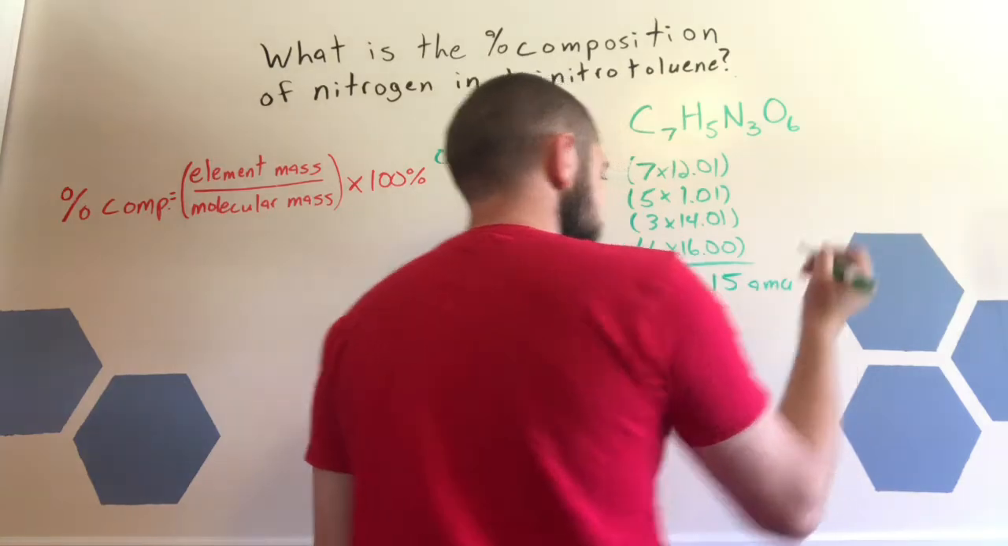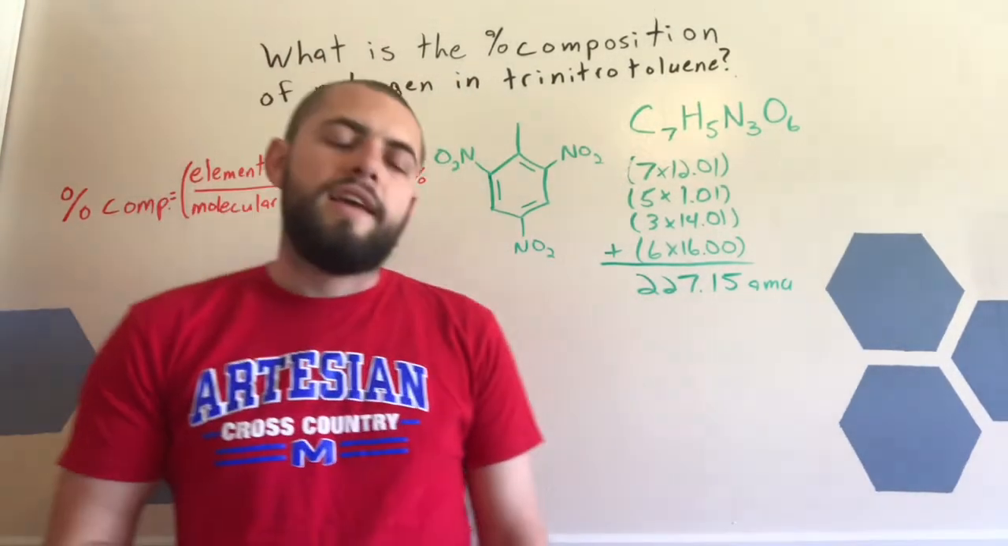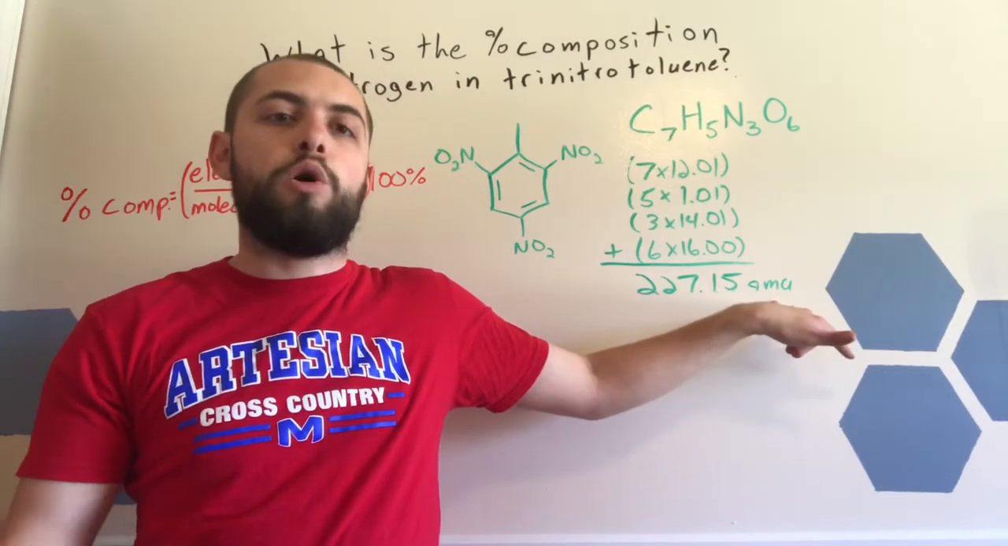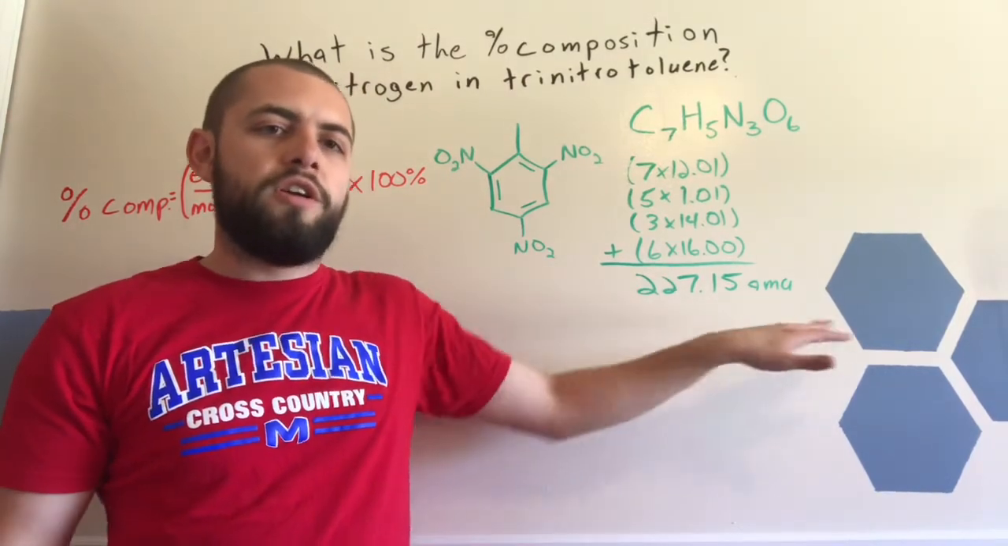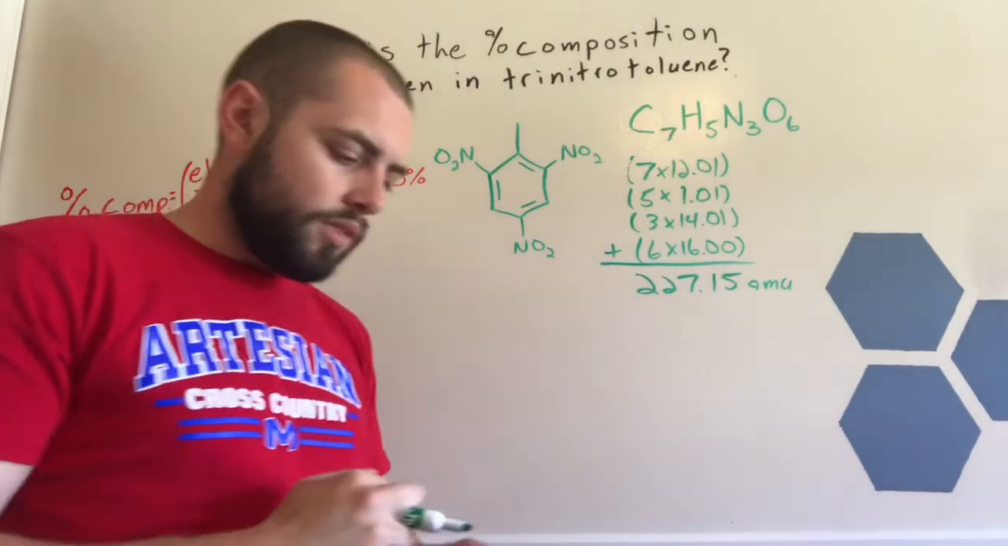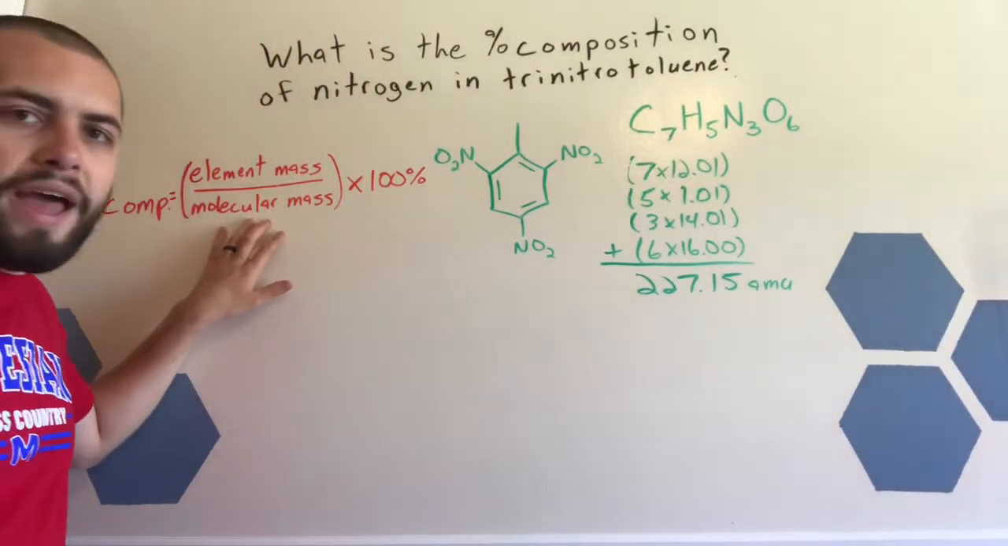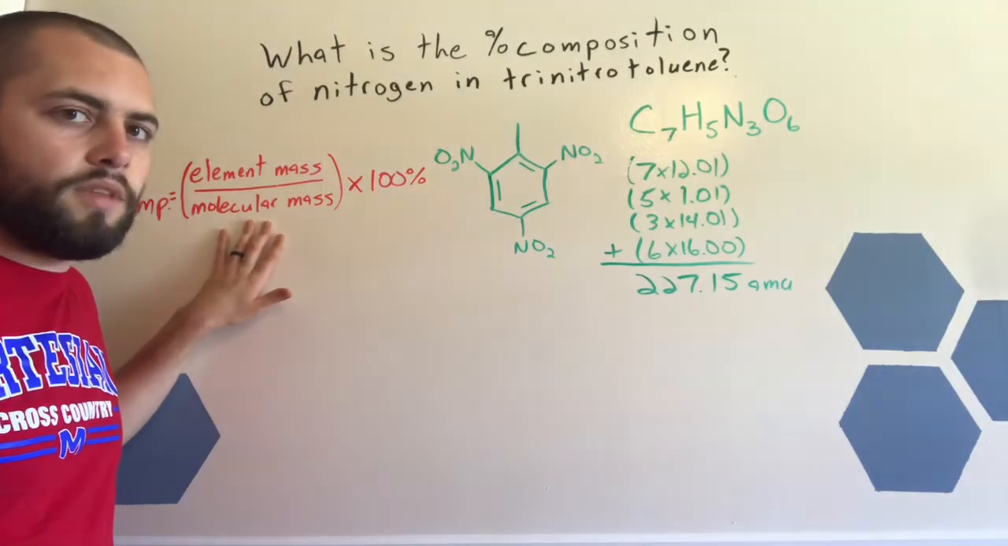I'm going to go with the molecular mass. We'll call it AMU. If I had labeled this in grams per mole, then it would be the molar mass. Same number, different unit. So there's one part down. I've figured out the molecular mass of TNT.